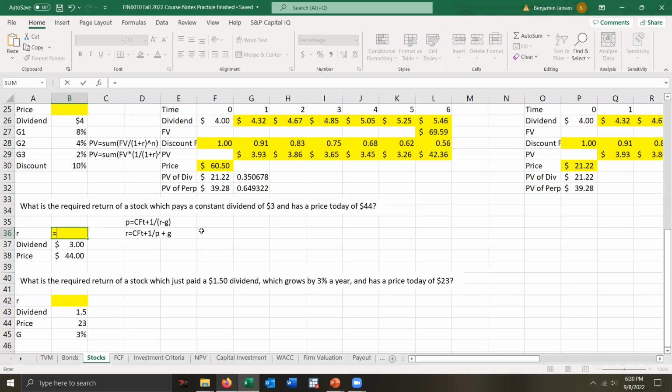So if we're looking at a perpetuity, this is pretty simple. There is no growth rate. All we're doing is dividing the cash flow by the price. That gets us the required return, which, in other words, is the expected return.